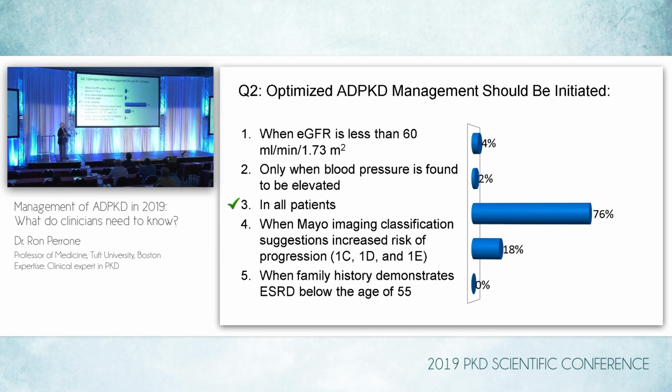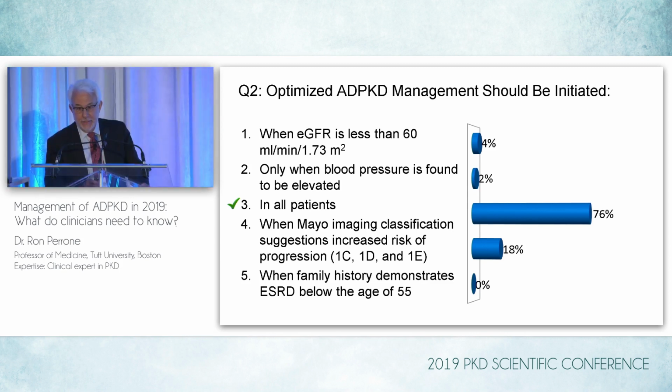Yes, you want to implement optimized management in everybody because you want to slow the growth of kidneys, maintain cardiovascular health, and have the best long-term outcomes, even though progression may be slow.